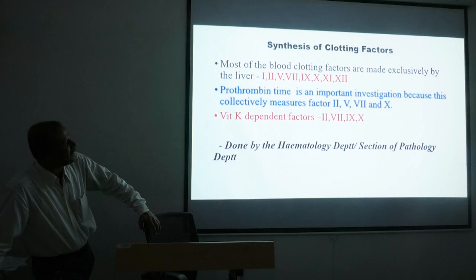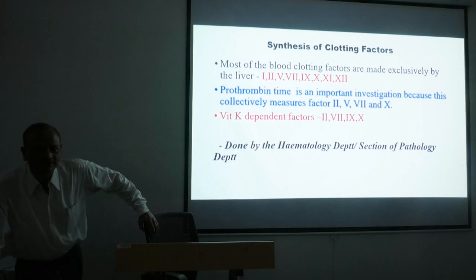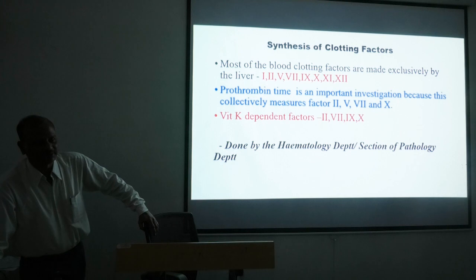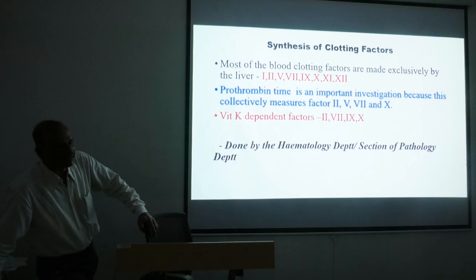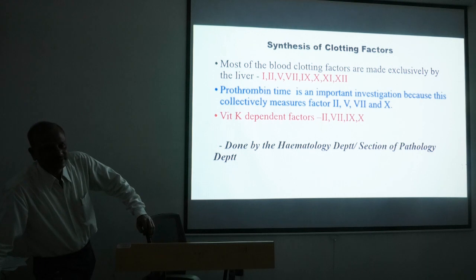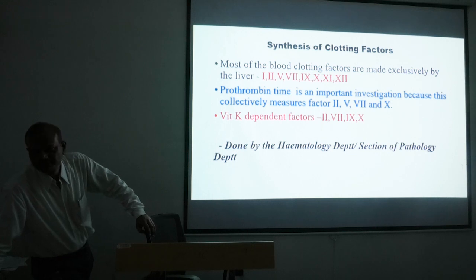These vitamin K dependent factors, out of 4 choices, one will be missing. The question will be: the following are vitamin K dependent factors except. So 2, 7, 9, 10. This you must remember. It will come as a very good MCQ question. Either one of them will be written or one of them will be missing.